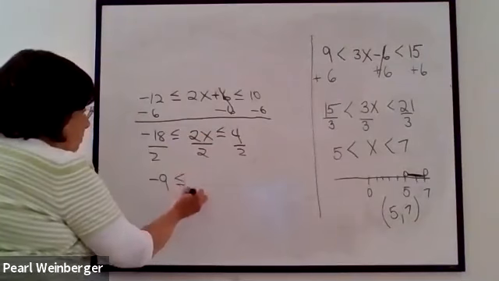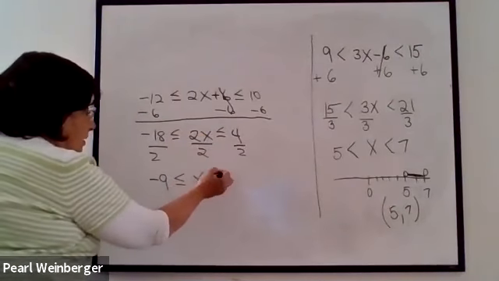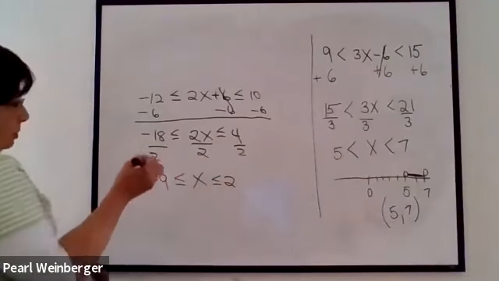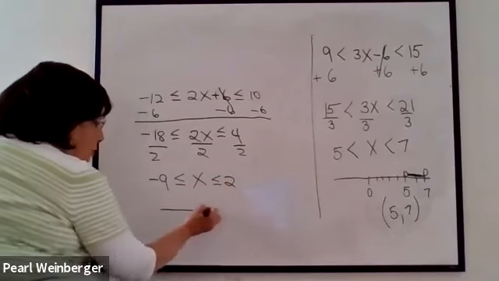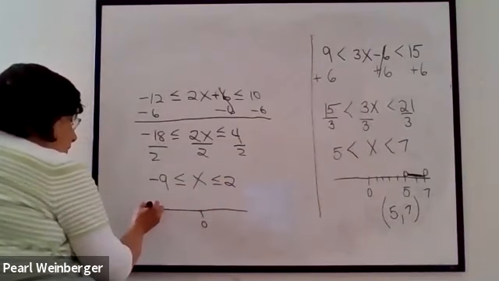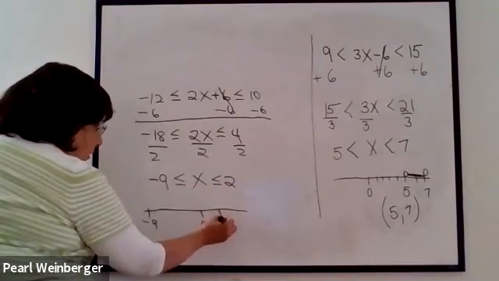This stays less than or equal to, here's my x, because 2x divided by 2 is x, and this is less than or equal to 2. And here's your answer as an inequality. On your number line, it looks like this. Here's your -9 over here. Your 2 is over here.